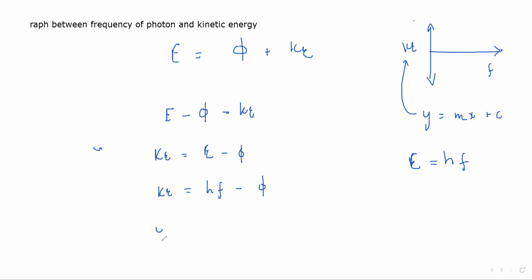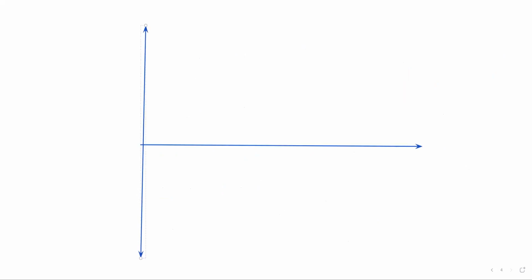Now if I compare this with the equation of a straight line, y is equal to mx plus c, you can see that with kinetic energy on the y-axis and the frequency of the photon on the x-axis, my gradient will be equal to Planck's constant, and the negative y-intercept is equal to phi. So the shape of the graph will be identical: on the x-axis you have the frequency of the photon, on the y-axis you have the kinetic energy of the electron.